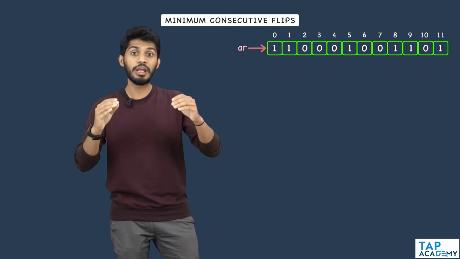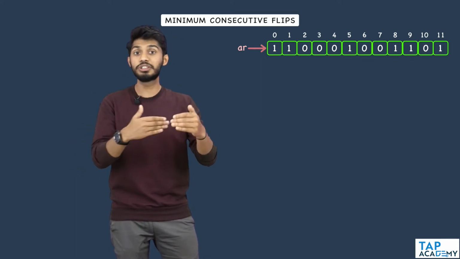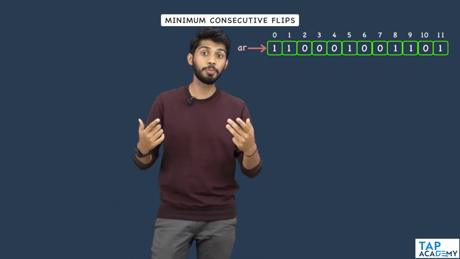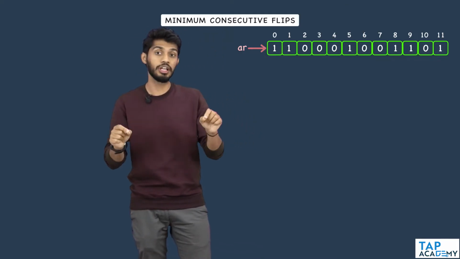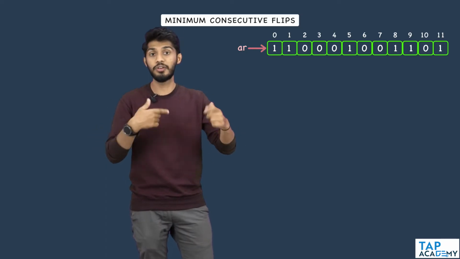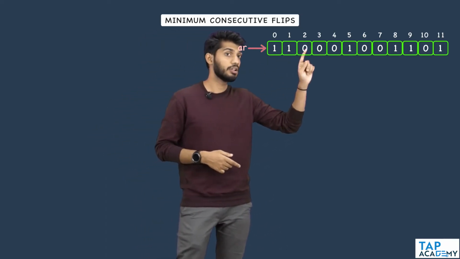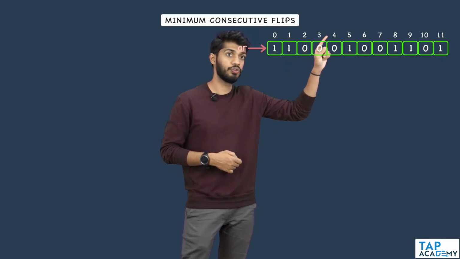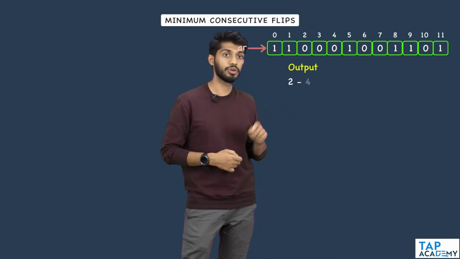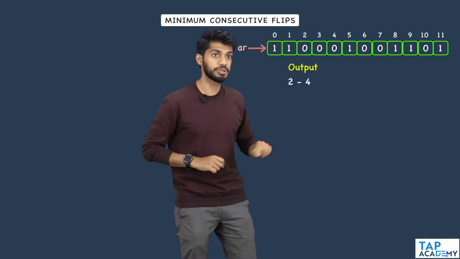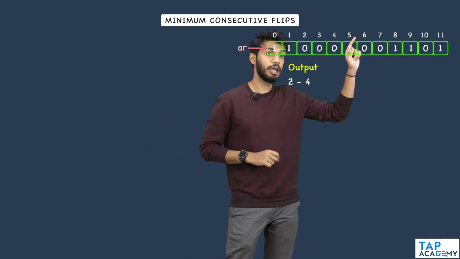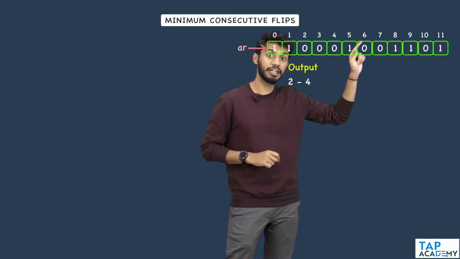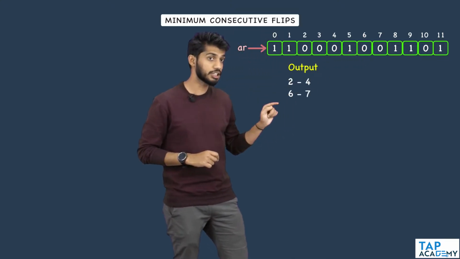Now when I am flipping zeros to 1s, I need to print these ranges. I don't have to print 3, rather what I need to print is the range of zeros that I am flipping. So I will be flipping from index 2 to index 4, so I need to print 2-4. Next, I am flipping these zeros, so the indices are 6 and 7. It starts from 6 and ends at 7, so I need to print 6-7.